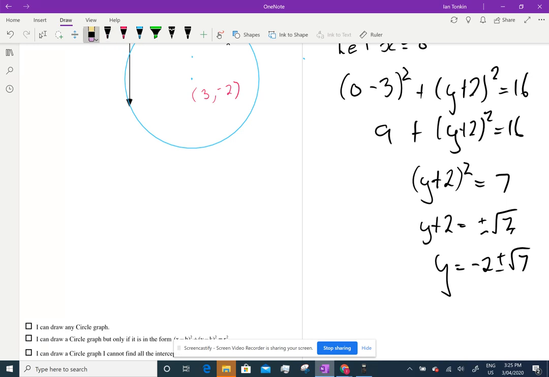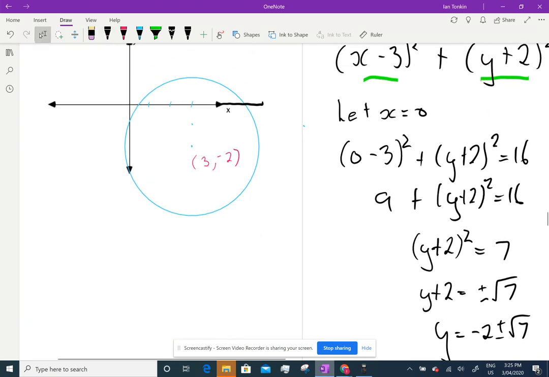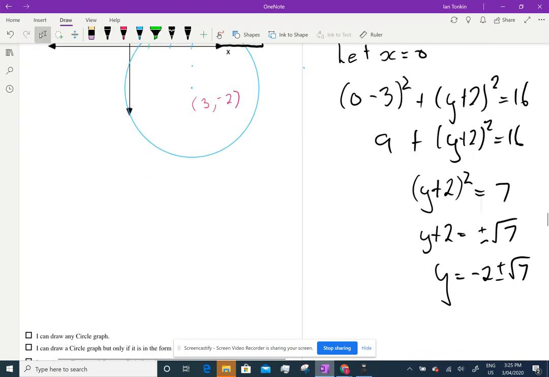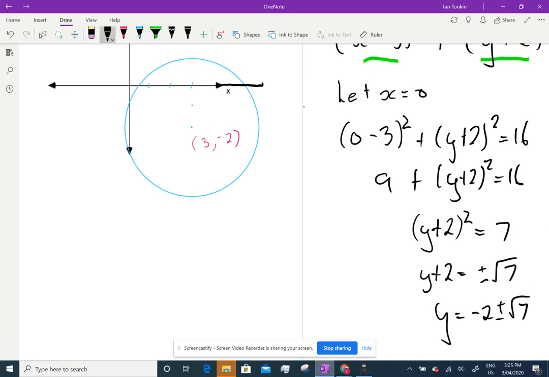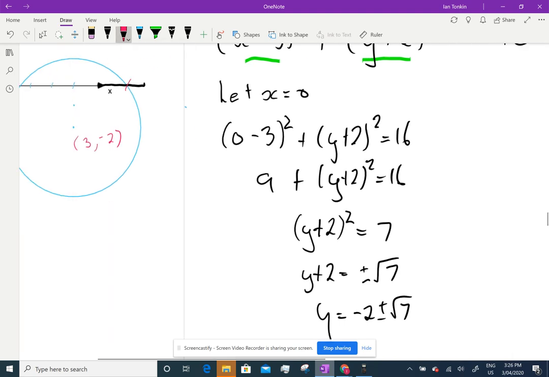That looks like a 2. Let's fix that up. So when x is 0, y equals minus 2 plus root 7. So this one is minus 2 plus root 7. And this one is minus 2 minus root 7. Okay, let's get the x-intercepts, and you can find out what they are as a decimal.